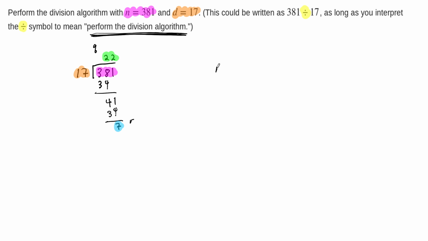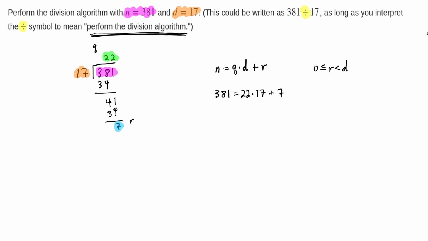And so what we end up with is, remember, the division algorithm says that we can write this as n equals q times d plus r, where q and r are unique so long as r is between 0 and d, right? So unique means that there's only one answer to this. And for this one, what do we end up with then? The division algorithm says 381 is equal to 22 times 17 plus 7. Okay, so there's our q, our d, and our r.